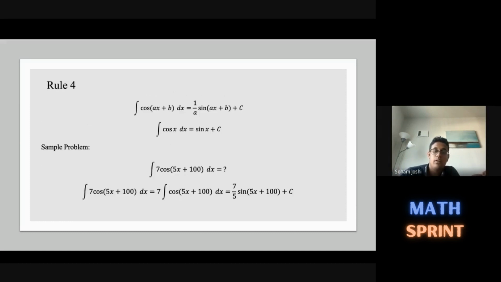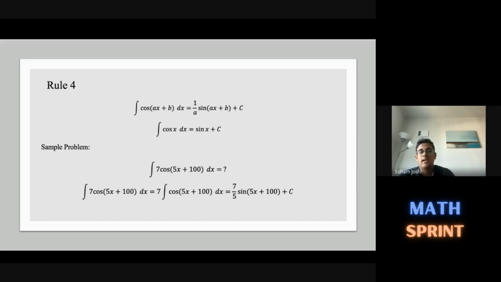Rule number 4. Okay, so now we're moving more into trigonometry. You might want to revise your trigonometric identities for this. When we integrate a function of the form cos(ax + b) with respect to x, where a and b are constants, we get 1/a sin(ax + b) + c.